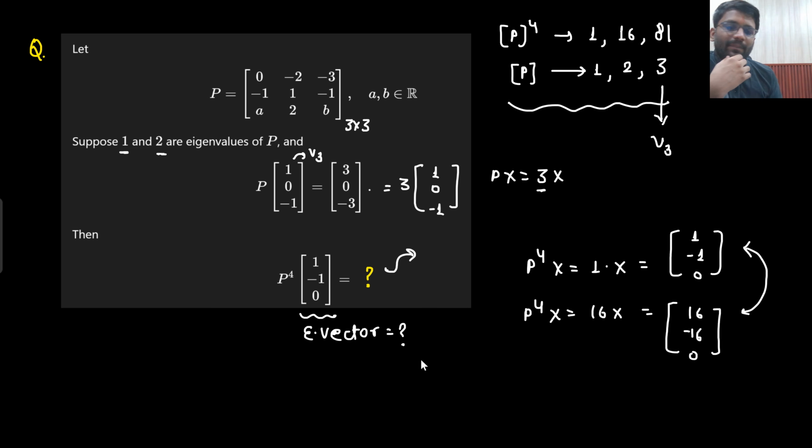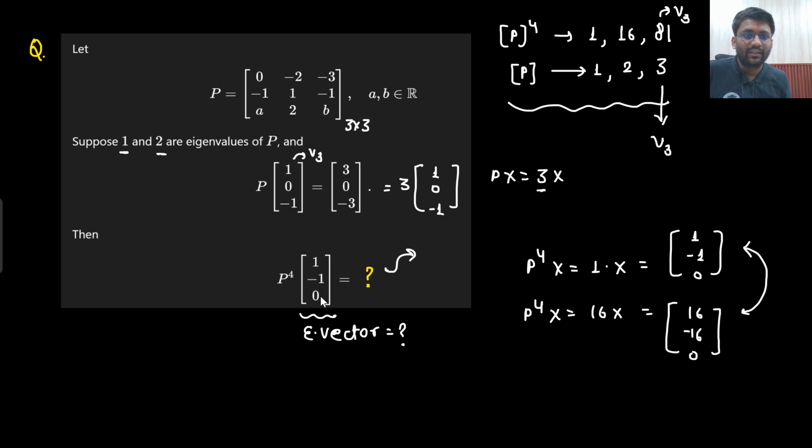Are you able to understand how I thought of it? This is matrix P. Two eigenvalues are mentioned. The third eigenvalue I find out from here. I know that P to the power 4 will have these eigenvalues, right? Now, with respect to eigenvalue 3, this is the eigenvector we are getting. That means here, with respect to eigenvalue 81, you will also get the same eigenvector. But you are supposed to multiply P to the power 4 with 1, -1, 0. As of now, you don't know whether 1, -1, 0 is an eigenvector or not, but you are thinking that it might be possible that it is an eigenvector.